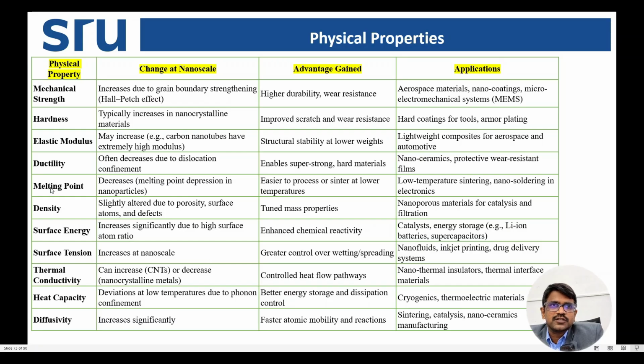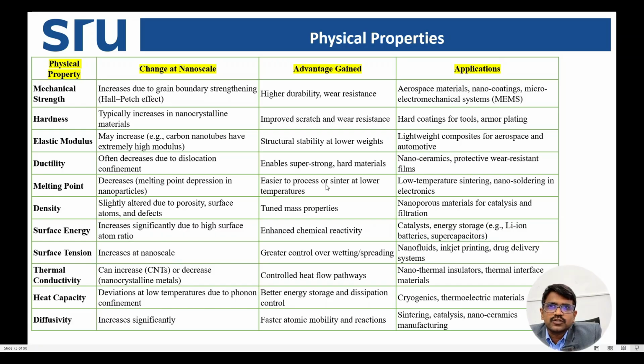And also melting point. The melting point definitely decreases when you bring the material down to nanoscale. That means if a material melts at 100 degrees centigrade, and you make the same material at nano size, then the melting point will come down from 100 to 80 or 60 or 70, depending on the material. So the melting point decreases in nanomaterials.